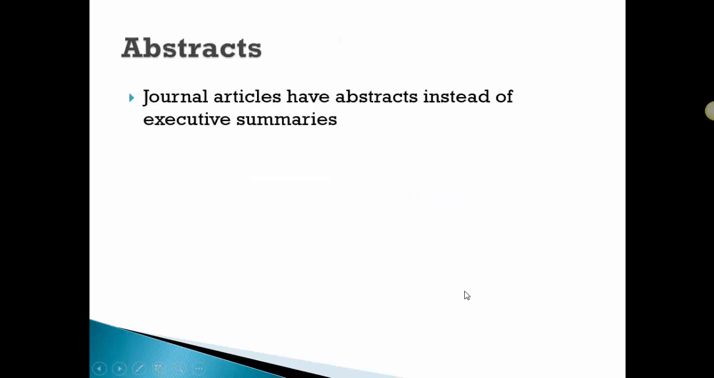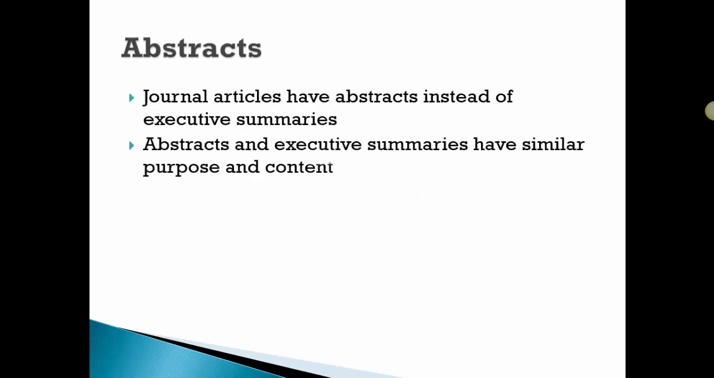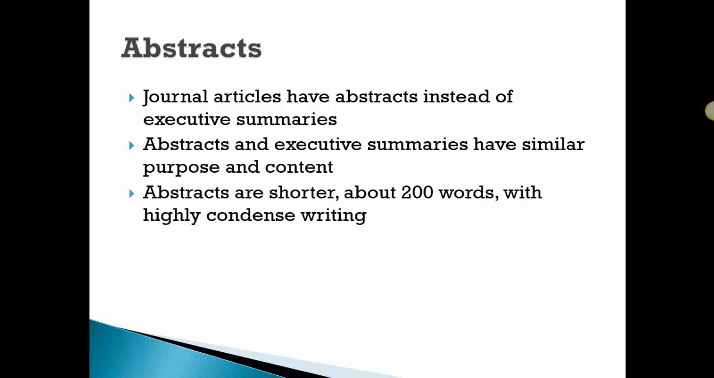So abstracts are used in journal articles instead of executive summaries, and they have essentially the same purpose and content. Abstracts are generally shorter, usually about 200 words, with highly concise writing. The journal you're submitting to will give you specific instructions on how to put together the abstract and how long it can be. And remember also, when you're doing a literature search through an online search engine, frequently the abstract will show up, so you want to make sure that it lists everything that's in the paper so that someone may want to go ahead and read the entire paper.